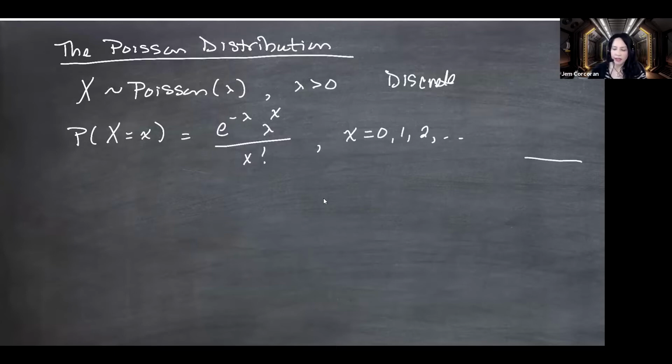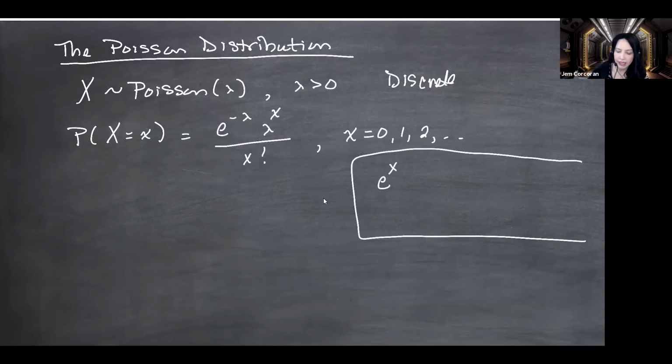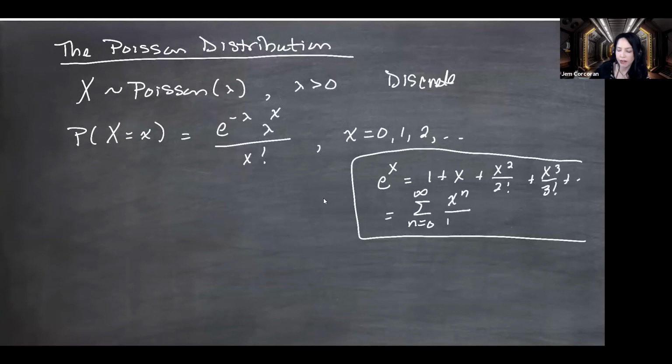There's going to be a lot of exponential calculations coming up, and I think it's going to be useful for you to recall the Taylor series expansion of e to the x, which is 1 plus x plus x squared over 2 factorial plus x cubed over 3 factorial, etc., which we can write as the sum as n goes from 0 to infinity of x to the n over n factorial. I think you might find it useful to recall that for what's coming up. I'm just going to say a couple of things about this distribution, and then we'll get into using it.